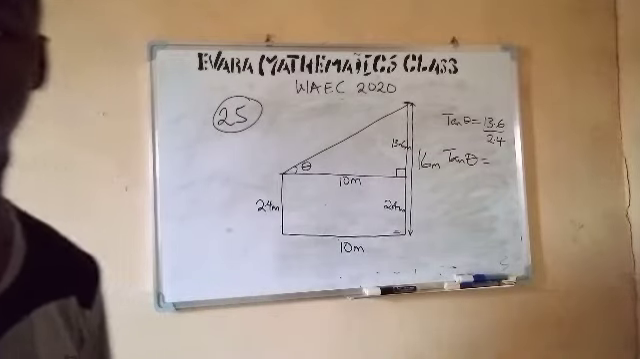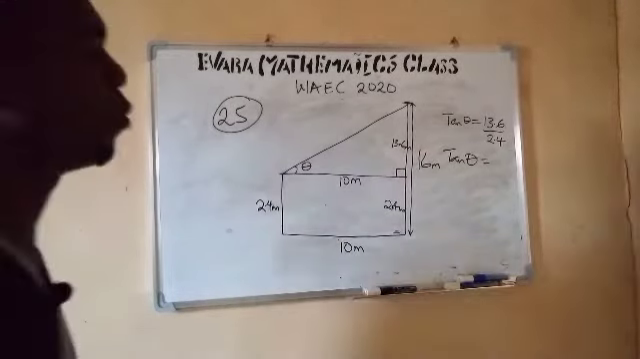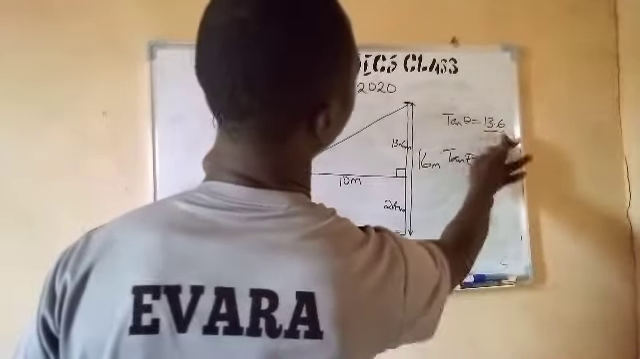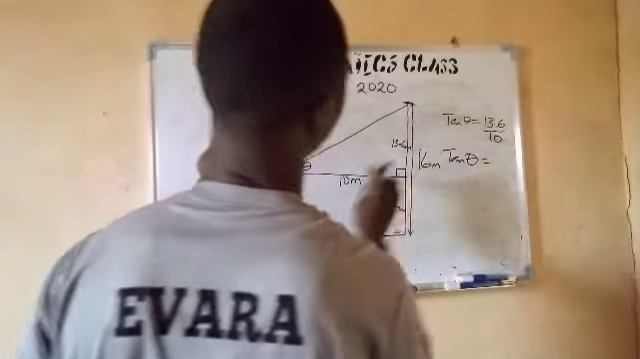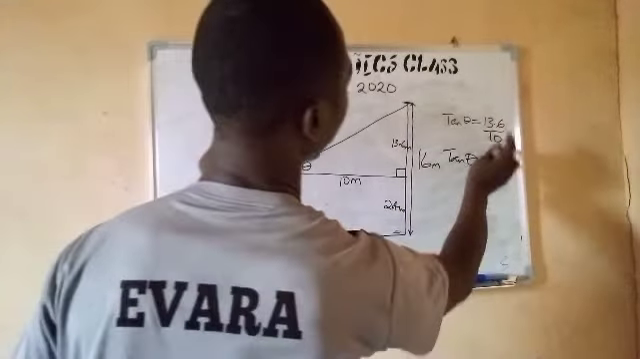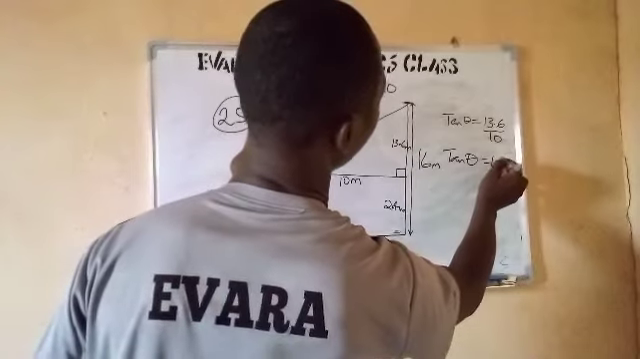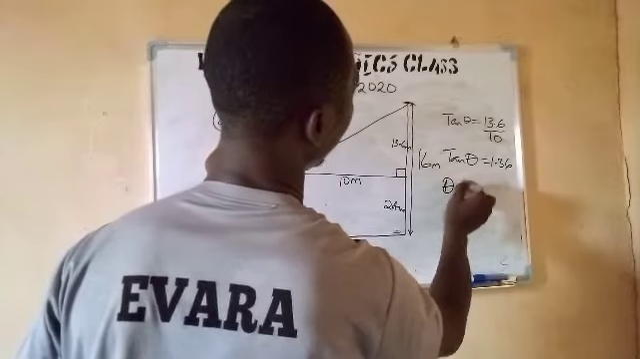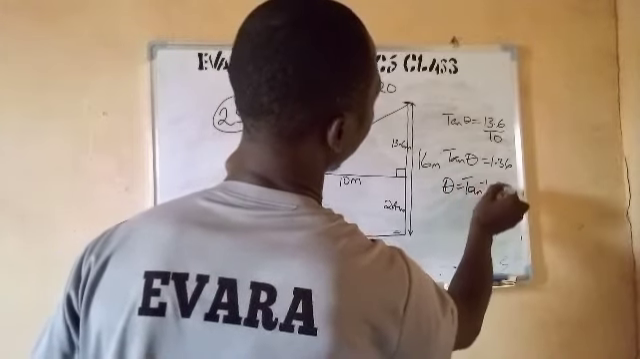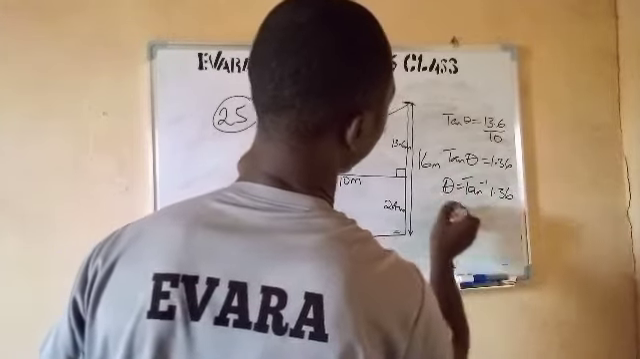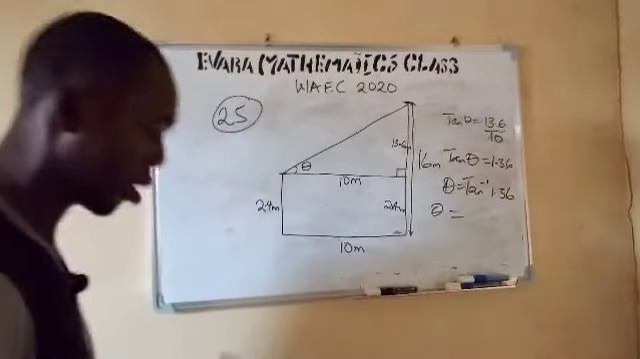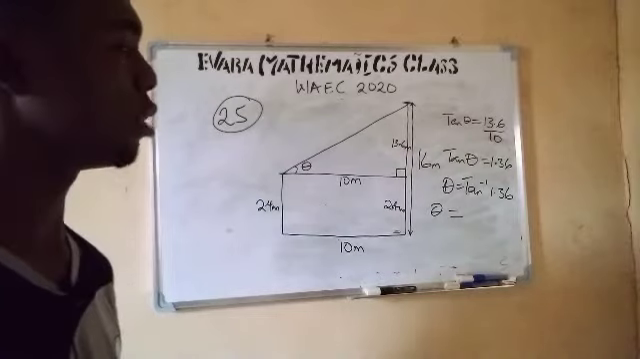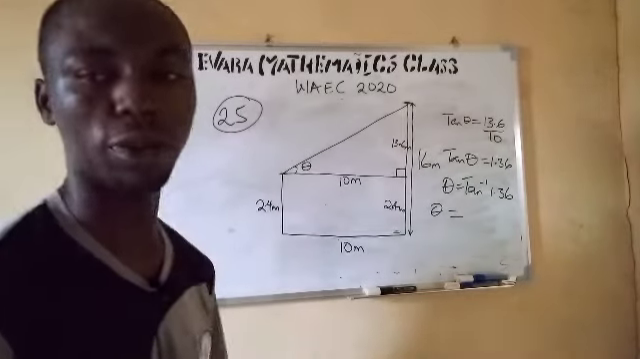13.6 with the use of calculator, that will be, it is 10. This is 10, not 2.4. So 13.6 divided by 10, that will be 1.36. So now our theta will be arctan 1.36. So we'll now look for the inverse tangent of 1.36 with the use of calculator.